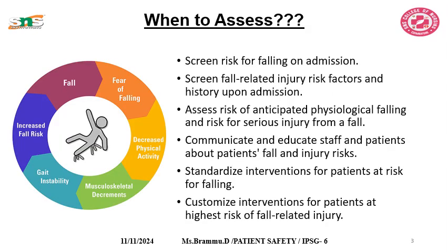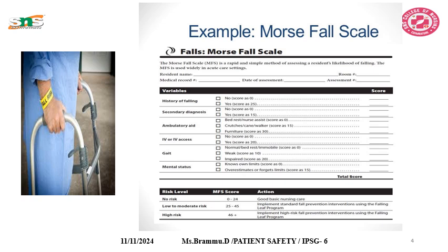So when are we going to assess this fall? We are going to assess or screen for fall during admission, and screen fall-related injury risk factors and history upon admission. We also assess the risk of anticipated physiological fall, and we communicate this risk to the staff members as well as to the patient attenders. This will be a standardized intervention for all patients who are at risk for falling, and we can also customize the interventions, that is, plan our interventions to prevent this fall risk.